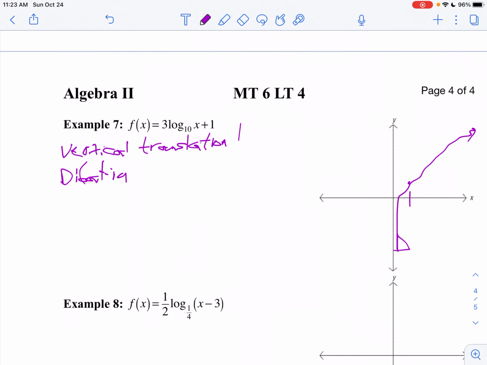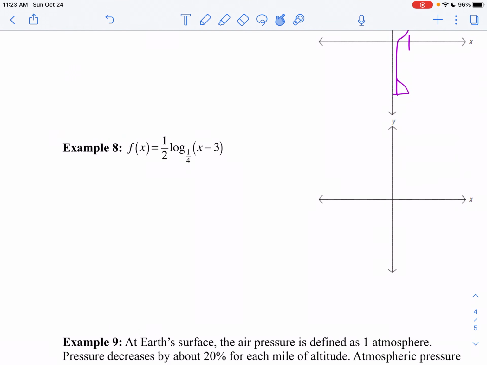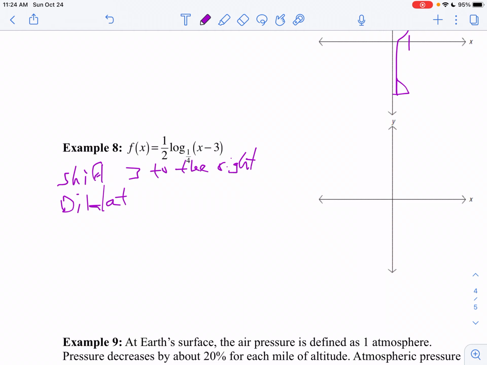If I take a look at my second example here, I notice I'm going to have a shift of 3 to the right. And then a dilation by a factor of 1/2. So normally I would be at 0 and 1. I want to move it 3 to the right, so I want to be over at 4. And then it'll go down a little bit slower.